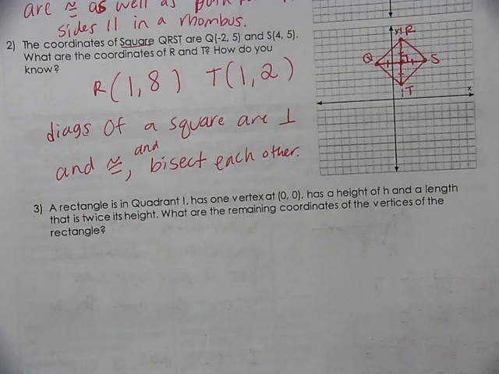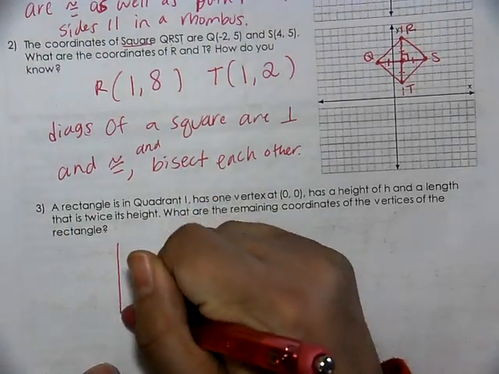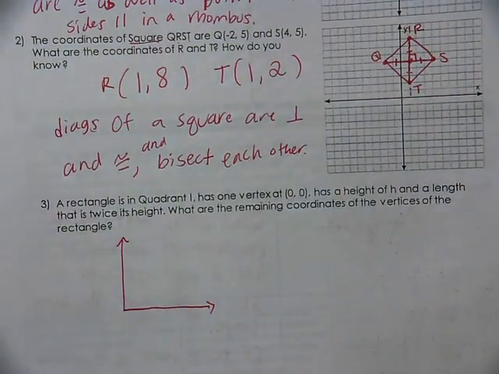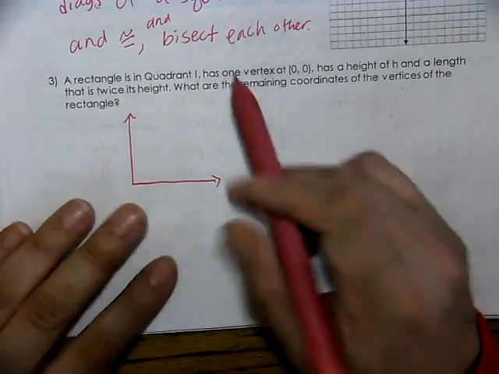Actually, I'll do all of the practice ones, but you can see how long they take. All right, so a rectangle is in quadrant 1. Let's go ahead and draw quadrant 1. This is quadrant 1 where it's just the positive x-axis. And I have a rectangle that's in this quadrant, but before I draw it, let me read through it.